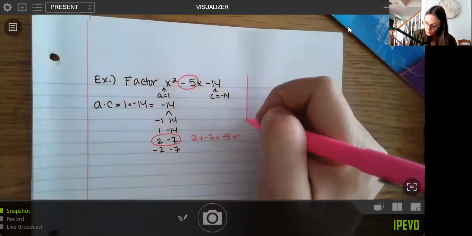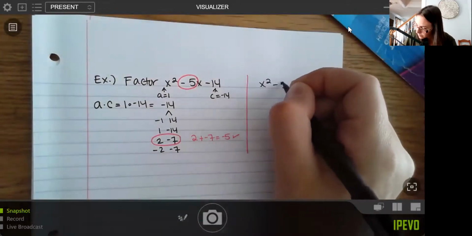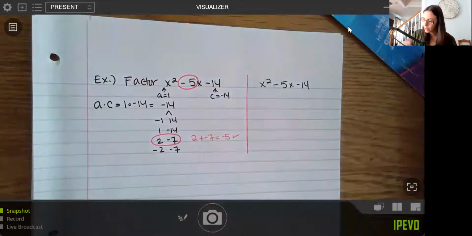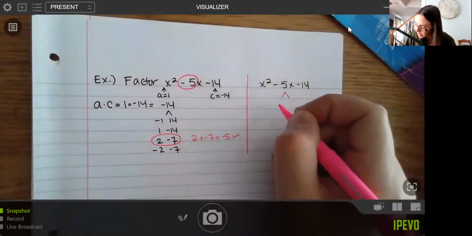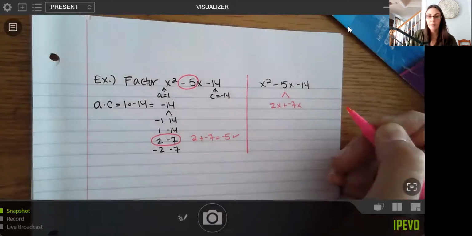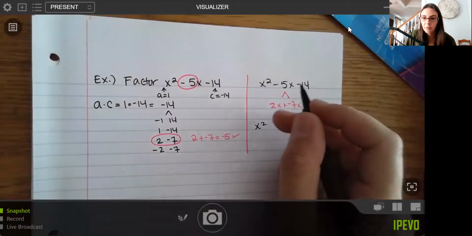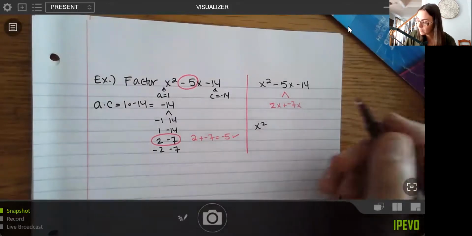So what I'm going to do is take that original problem and go ahead and split it. So I'm going to write it as 2x plus -7x in the middle. And when you rewrite it, it actually doesn't matter the order. If you put the -7 first and the 2 second, it's still going to give you the same result.